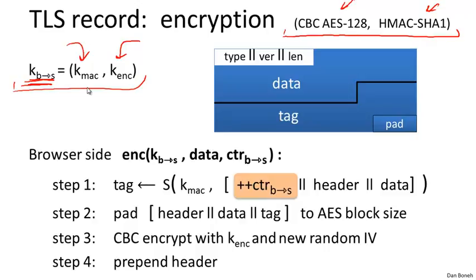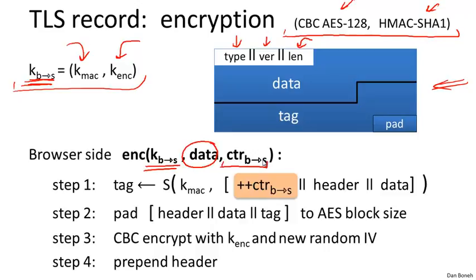Okay, so here I wrote down the diagram of what a TLS packet looks like. It begins with a header that contains the type of the packet, the version number for the protocol, and the length of the packet. Notice the length of the packet is sent in the clear. Now, when encrypting a certain record, the encryption procedure works as follows. Of course, it takes the key as input, and it takes the current state as input. And then it works as follows.